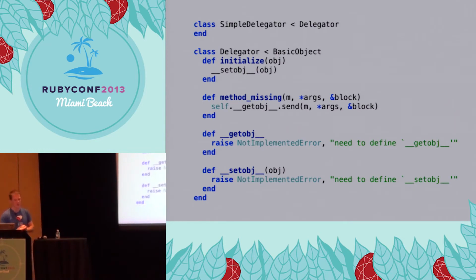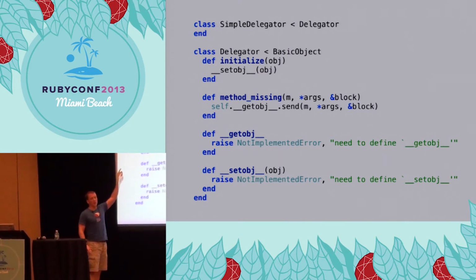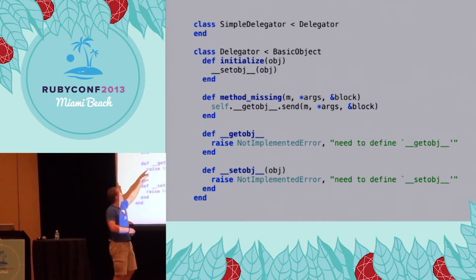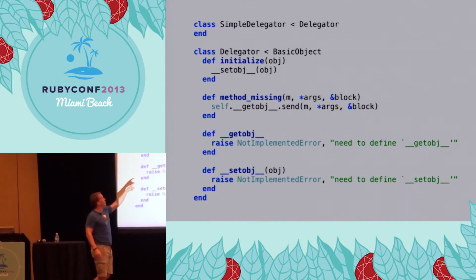So here's the structure with a lot taken out. But SimpleDelegator inherits from this Delegator class. And even though this is the same name that I used earlier, this is the one that we're going to be looking at that is defined inside the delegate library, right? It inherits from BasicObject.